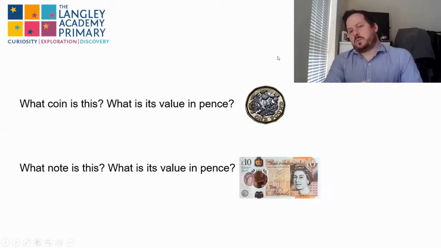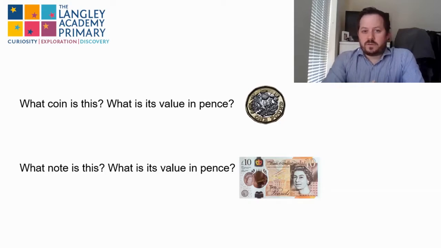So we'll start with two relatively simple questions, but you might need to think about them in slightly more detail. The first thing is the first coin that we've got here. What is the coin and what's the value in pence of this one coin? Then it asks us what this note is and what the value of the note is. Have a think about this. Have a look, pause it now and try.